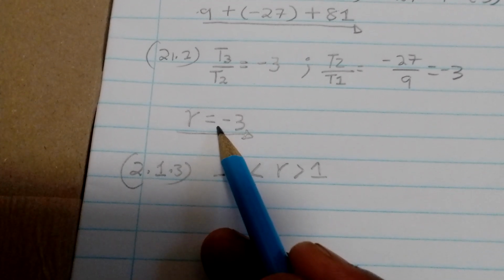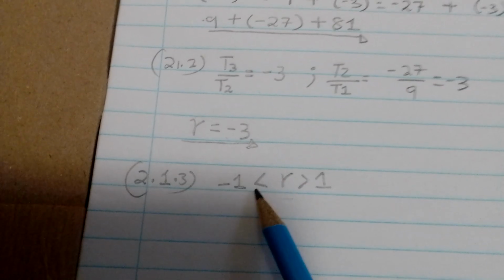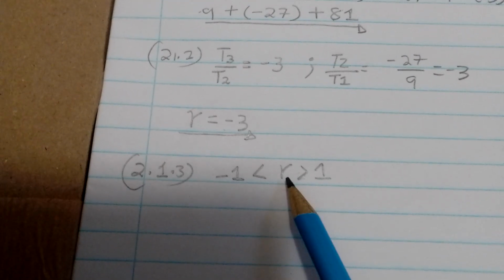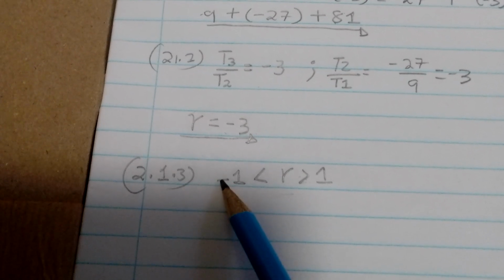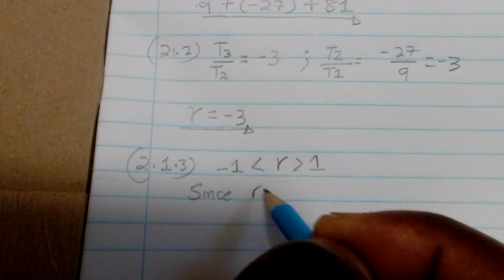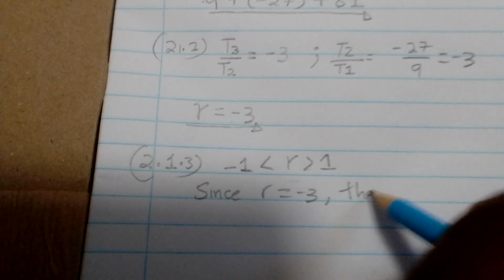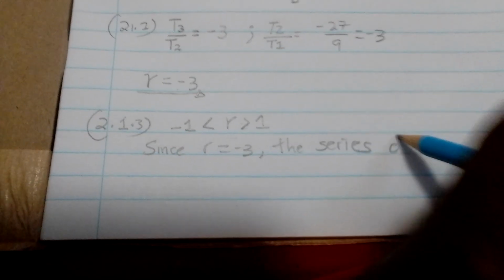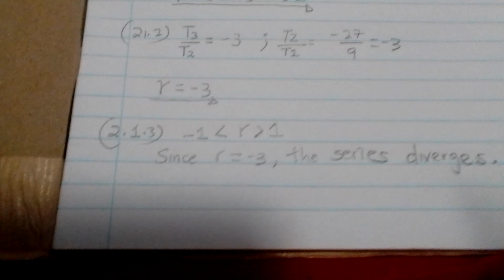Now, if you compare our R with that interval, you can tell that R lies outside of that interval, right? Our R is actually less than -1 because it's -3. So this is how you answer the question. Since R = -3, the series diverges. So if it doesn't converge, it diverges, right? And that's our final answer for that question.